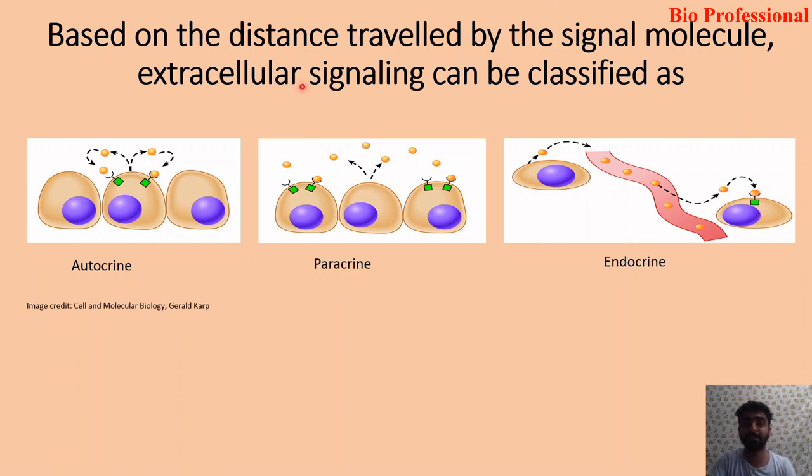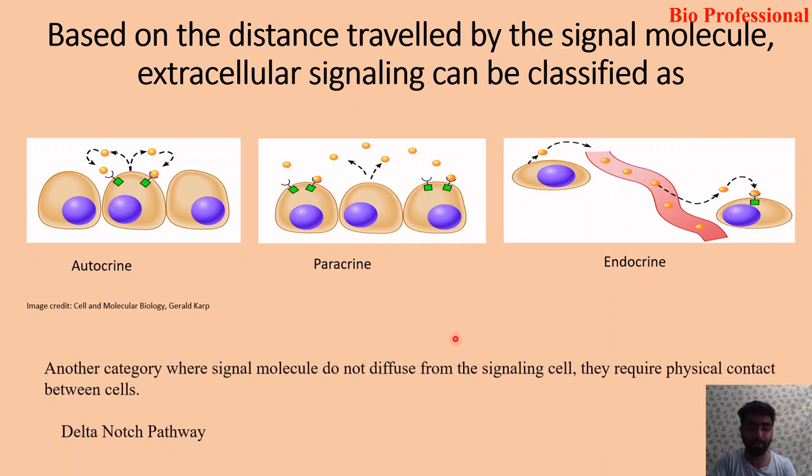So we classify based on the distance traveled by the signal molecule. This is autocrine, this is paracrine, and this is endocrine. Another category is where there is no diffusion. In the previous cases, the signal molecule is diffused from the cell, outside the cell.